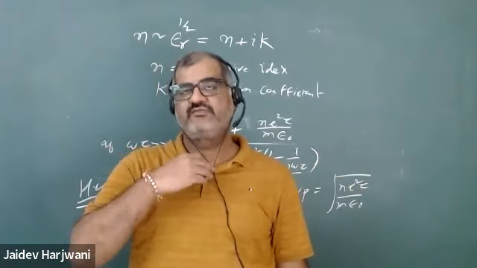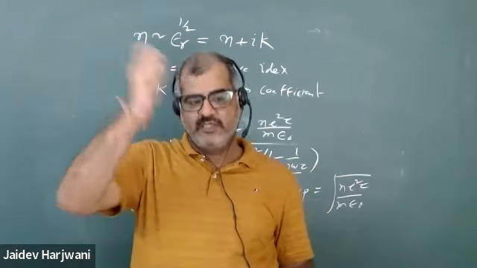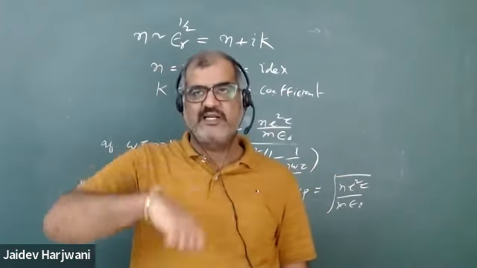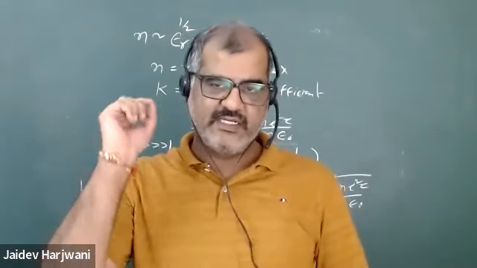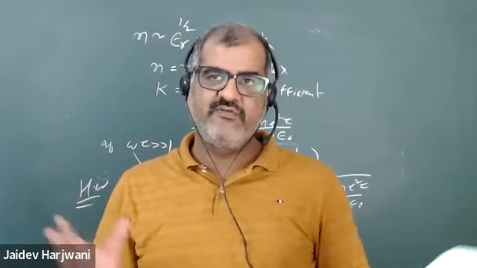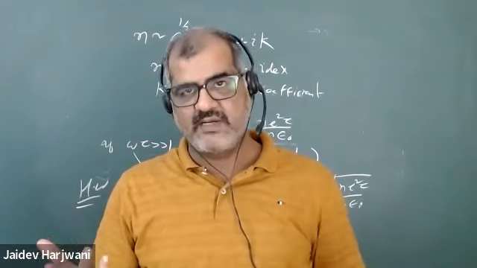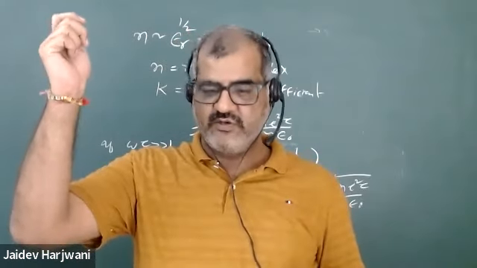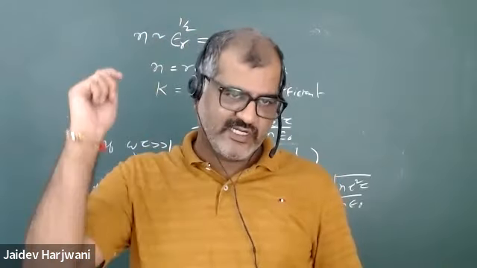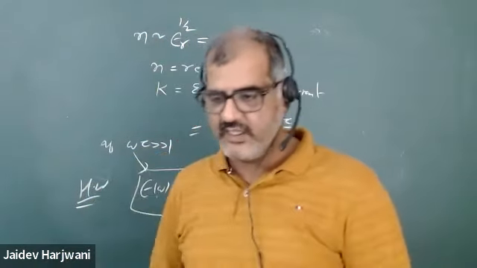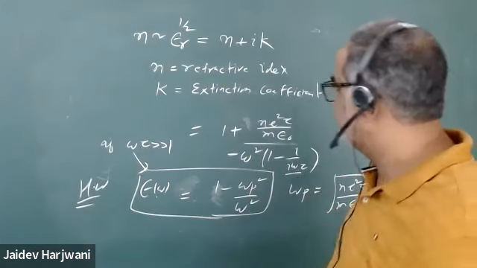Plasma frequency is a frequency at which your electrons oscillate, because when you apply an AC electric field, the electron motion will also be oscillating. If you are applying light on a metal, the metal has a sea of electrons, and this electron sea is like a plasma. When you apply the electric field, the electrons also oscillate with the frequency of the electric field. Those frequencies are what we define as the plasma frequency.